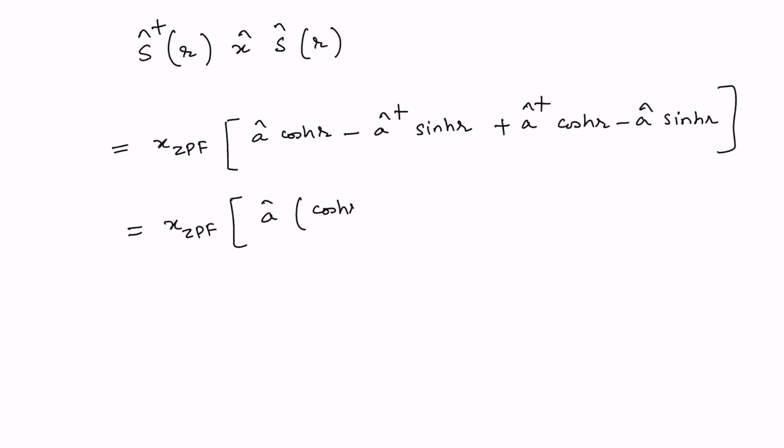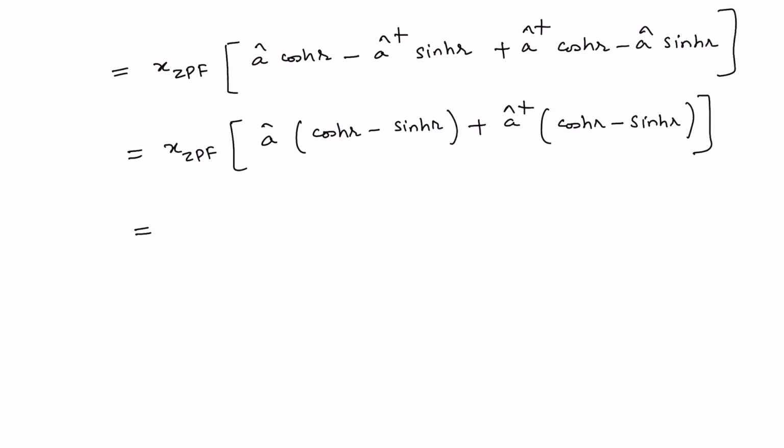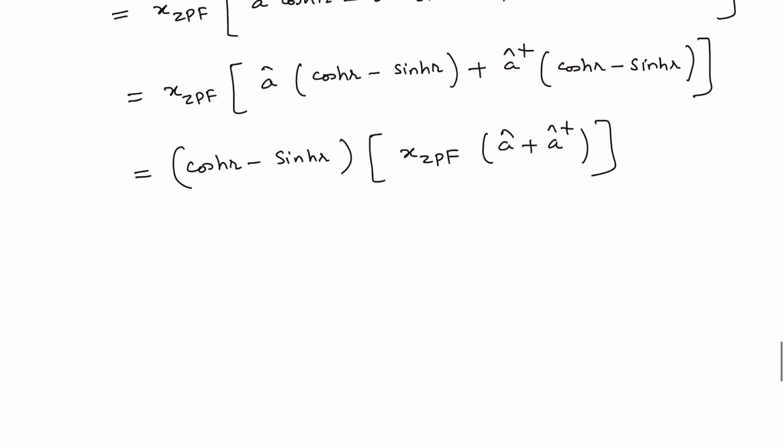I have here cos hyperbolic r minus sine hyperbolic r, then plus A dagger times cos hyperbolic r minus sine hyperbolic r. Okay, so I think this is what I am going to get, and this will take me to cos hyperbolic r minus sine hyperbolic r, and I can now write here x_0 point fluctuation, A plus A dagger, what you have seen from here.